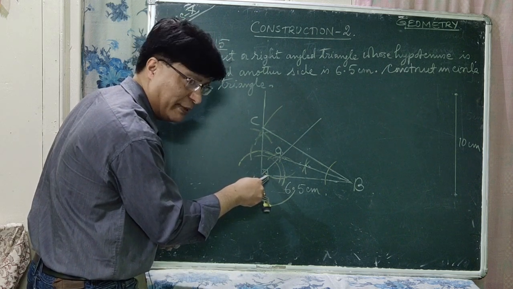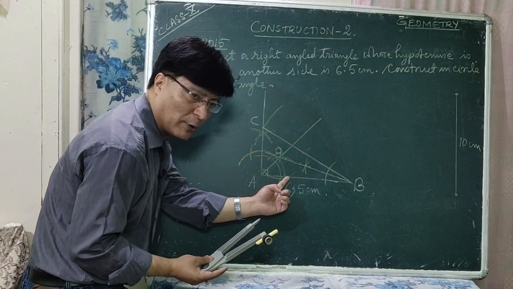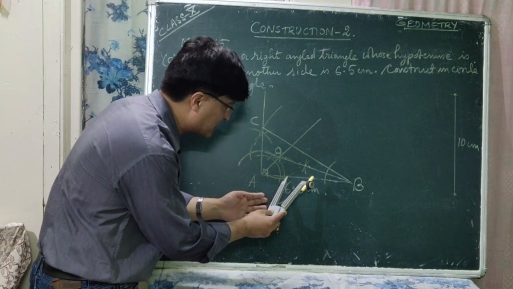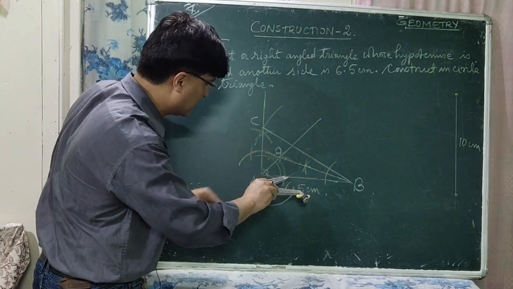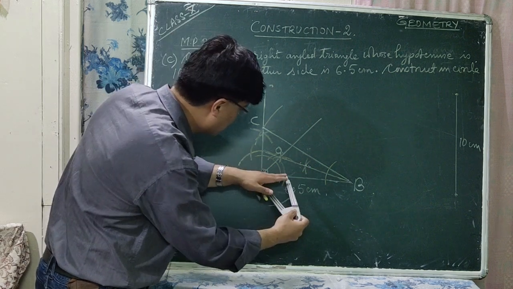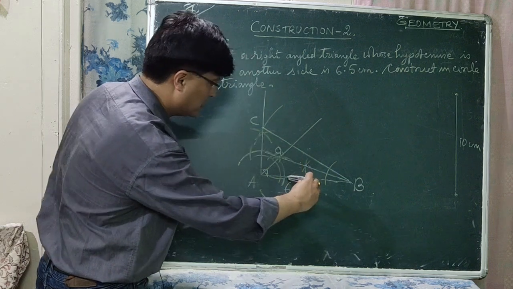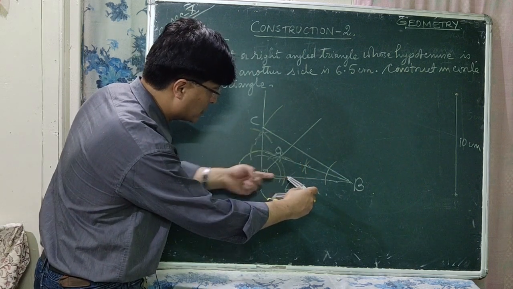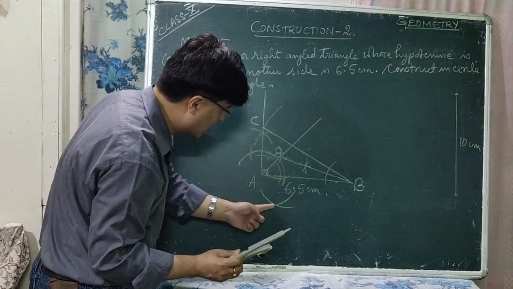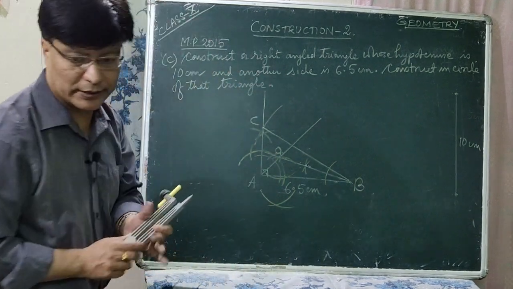We have drawn an arc below AB. Again that arc was intersecting AB at this point, isn't it? Again keep the pointed needle of the compass at this point and now draw an arc. Keeping the pointed needle at this point, you draw an arc here so that both these arcs will meet at this point. Now this point and O point must be joined.